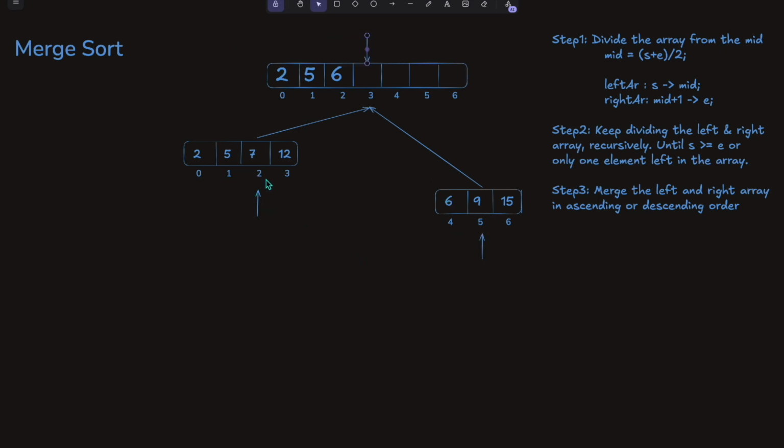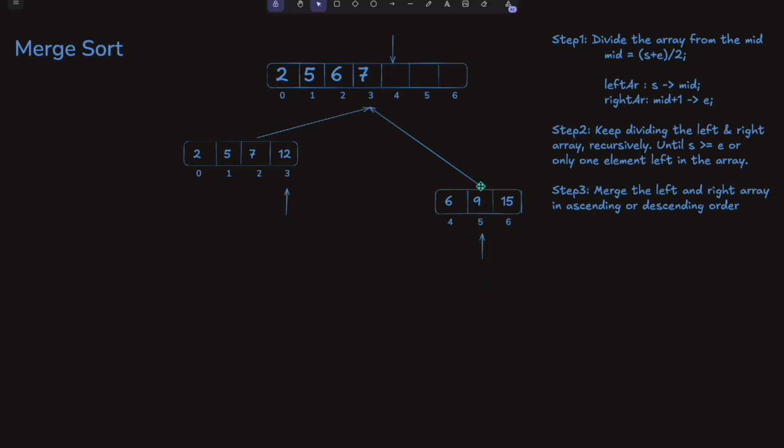Now we will check index 2 with index 5. So as you can see, index 2 value is less, so we will place it here. 7 will come here, and this will move to the next index, and this will also move to the next index. Now we will check index 3 with index 5.